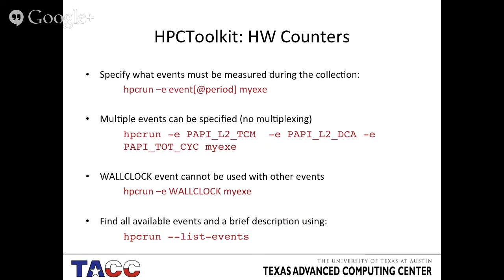With hpcrun, since it's using PAPI, you can specify PAPI events, for example, the level 2 cache misses or whatever you're interested in. If you want to see all the events that you can specify, all you do is just hpcrun --list-events, and it will show you all the different events that you can use for this.